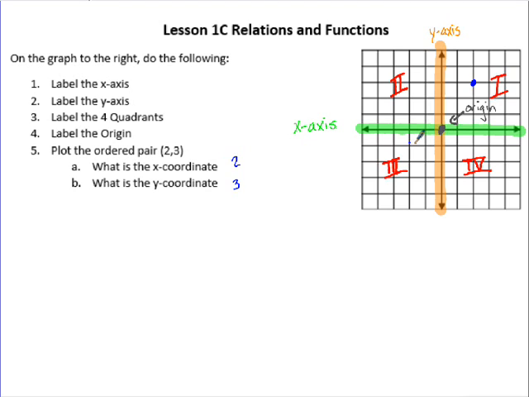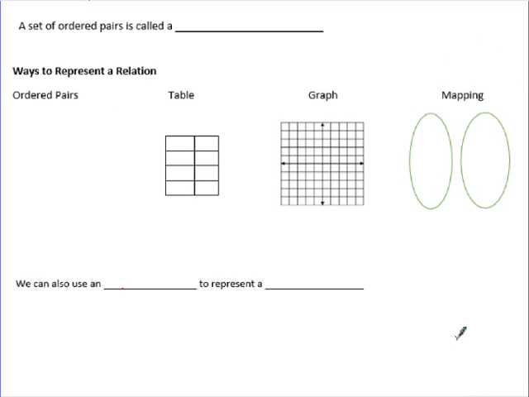And then you had to plot the ordered pair 2, 3. So the x-coordinate is first, it's 2. The y-coordinate comes second, it's 3. So I went to 2 on the x-axis, and then up 3 on the y-axis, and that right there is the point 2, 3. So that was just a quick review on the coordinate plane and graphing things. And now we're going to look at relations.